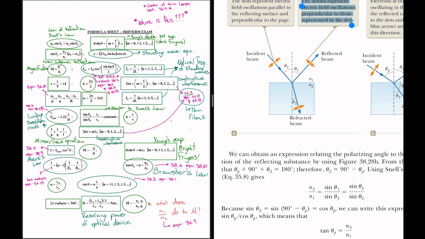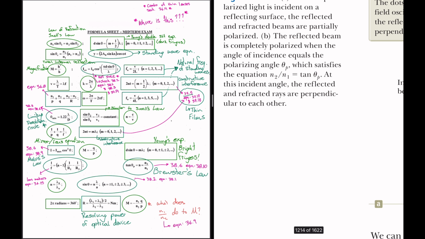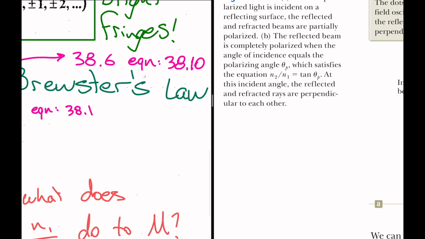Let's read the second thing. The arrows represent electric field oscillations perpendicular to those represented by the dots. All right, I'm not sure what that means, but let's keep reading here. The reflected beam is completely polarized when the angle of incidence equals the polarizing angle theta p. Interesting. So this little p actually stands for polarizing angle.